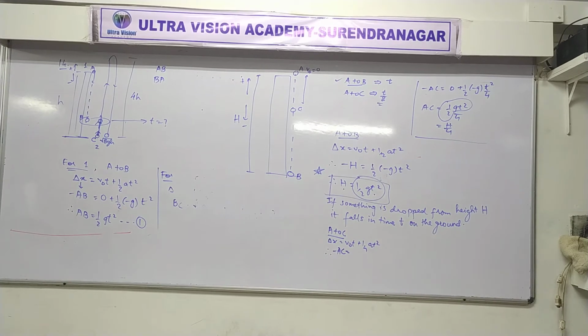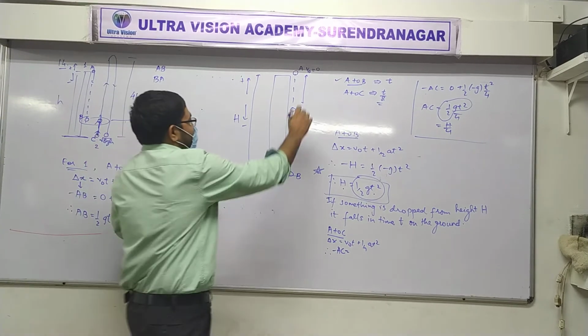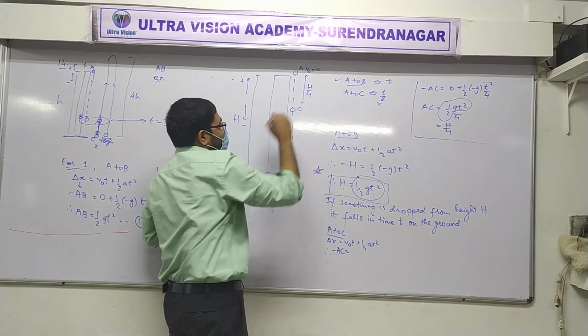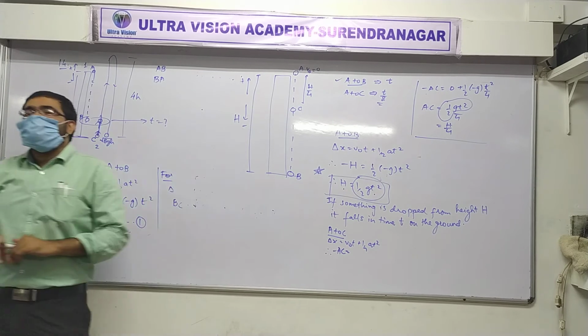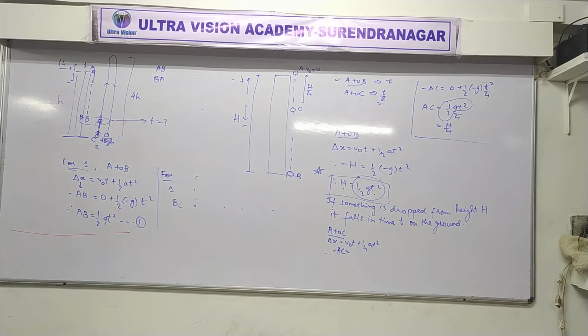Is that your answer? Yes. It's wrong. Don't be so careless, everyone. Read the option carefully and read what we have found. We have found that this is h by 4. Yes or no? Yes. So what's the answer? 3h by 4. Got it or not?